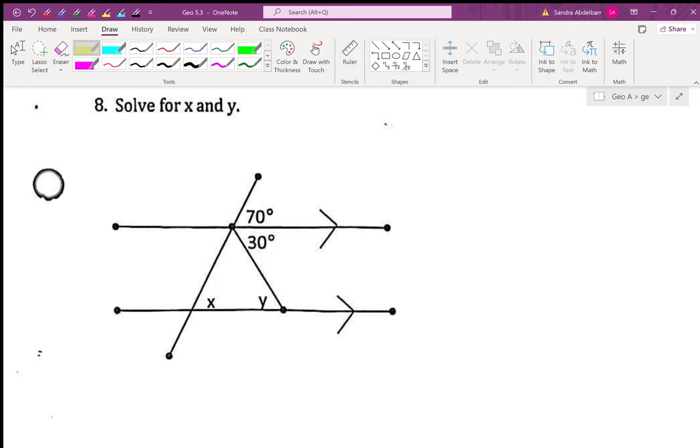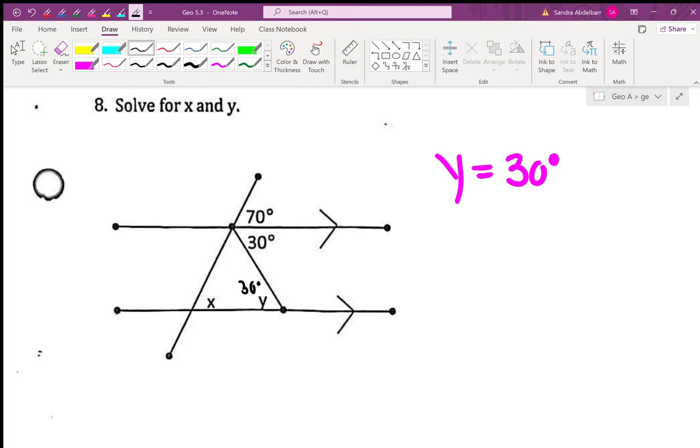Does anybody see any way to find either x or y? I see a Z where 30 is the armpit and Y is the armpit. You got it. So there's the Z where 30 is an armpit and Y is an armpit. So that means angle Y is 30 degrees. All right, so that's this one, 30 degrees.